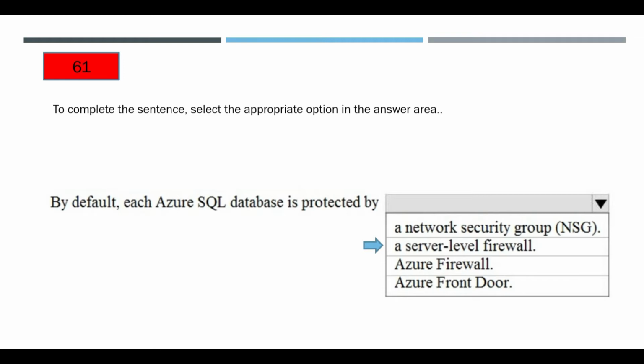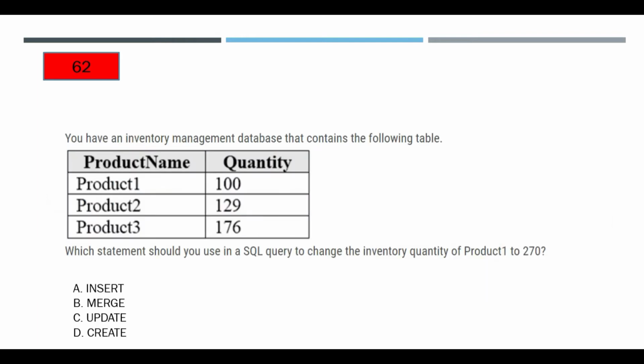Let's move to the next question. Now, this is a really easy one, a no-brainer, and I got exactly the same question in the exam. Please read this. The question says the quantity for product 1 is 100 and you want to update it to 270. So which statement will you use? It's pretty obvious, you will use UPDATE. INSERT is used to insert the data, MERGE is used to merge the datasets, and CREATE is a DDL statement. It is used to create a table or views or indexes. Hence option C would be the right answer.